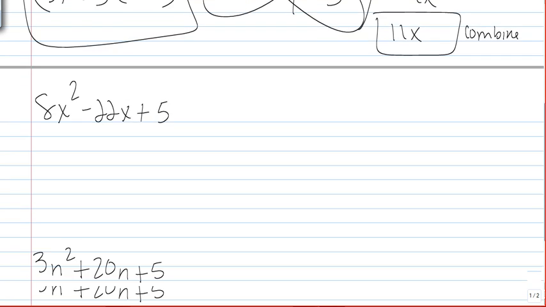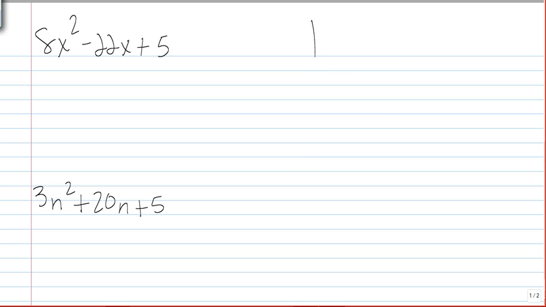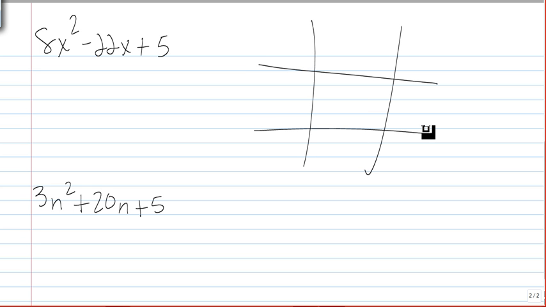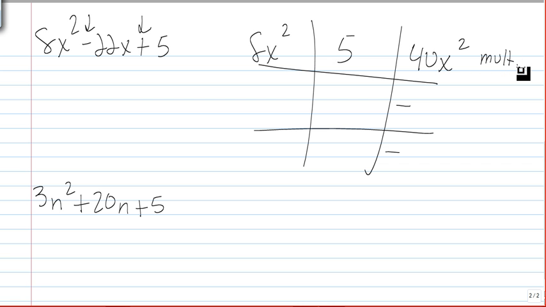Let's try it again. Okay, so let's use this one. Draw your board. So your first term of 8x squared goes in the first box. Your last term of 5 goes in the next box. Now multiply those two together. So you get 40x squared. Now look here, you have the same sign and they're both negative. So here I'm going to have negative numbers. So I'm looking for two numbers that multiply to 40x squared and combine to negative 22x.